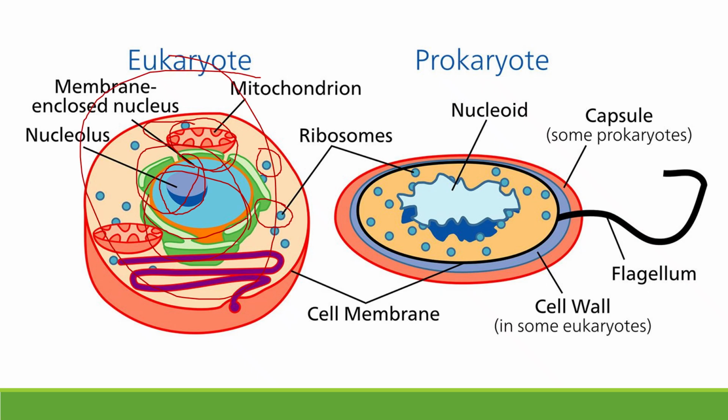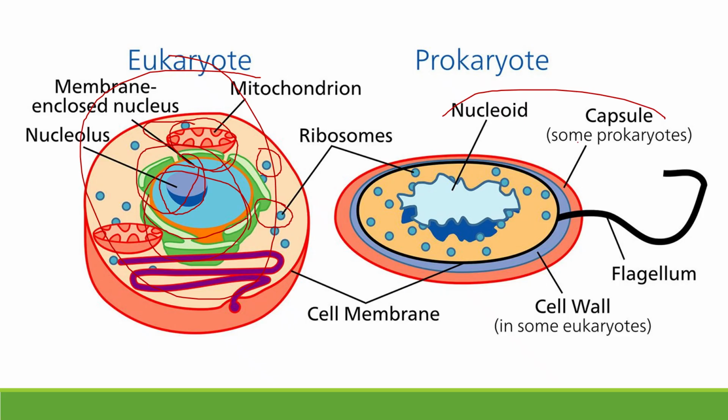So the second one is the prokaryotic cell. We have the prokaryotic cell here, and these cells are simpler and do not have a true nucleus. Instead, their genetic material is present in a region called the nucleoid. They may have a capsule for protection and a flagellum for movement. Unlike eukaryotic cells, they lack membrane-bound organelles.